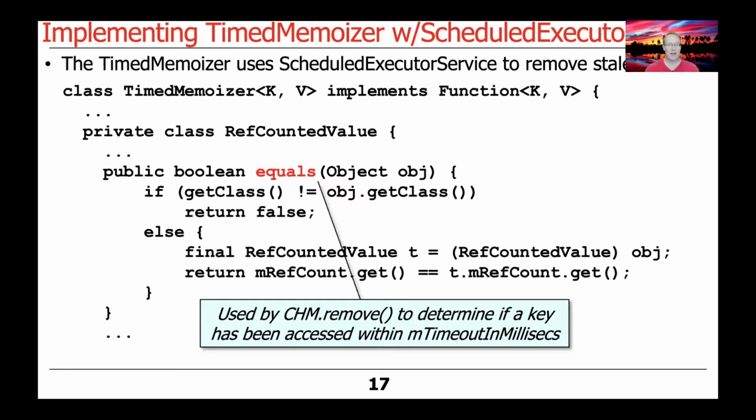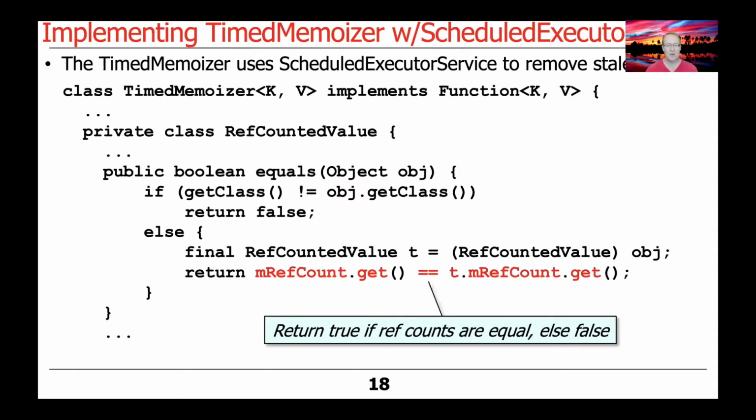Here's another very important method that ref counted value provides. This is called equals. This is used by concurrent hash map's remove method to atomically determine if a key has not been accessed within the M timeout in milliseconds time period. As you can see, it checks to see if the ref counts are equal. If the ref counts are equal, then this key value pair has not been accessed during the time period and therefore should be removed, so it's perceived as being stale. If it was accessed, the ref count will be incremented by 1.